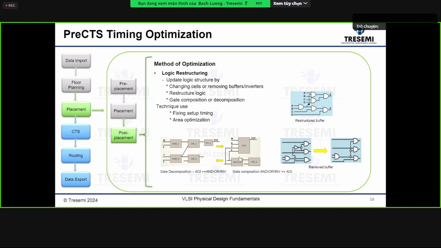The functionality still remains the same. None of these optimization techniques change functionality. It cannot. It still preserves the functionality of the logic. Here you can see an example of gate composition and gate decomposition of this logic. So you have the AND, OR, and NOR. It can compose them into this AOI, so combine these into an AOI gate. It composes, being combined, and then it can decompose back to this. It depends on what the target and requirement are. So it can go either way.